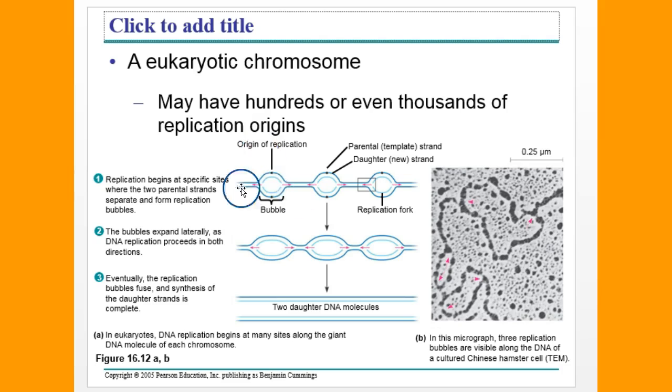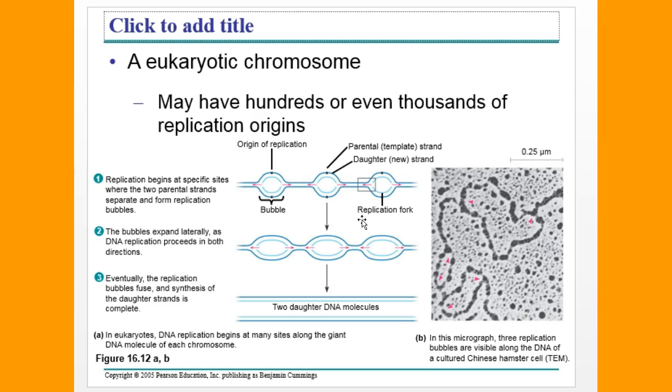The replication bubble is what they call it, and that's where the double helix opens up, and you have your parental templates. The bases that are added to complete the strand again are your new daughter strand. The area and direction that replication moves is based on this replication fork. The bubbles expand laterally as DNA replication proceeds in both directions. Eventually, the replication bubbles fuse and the synthesis of the two daughter strands is complete.